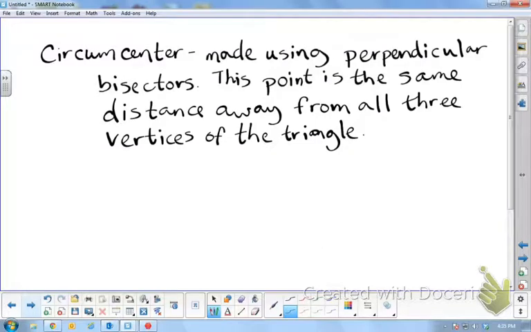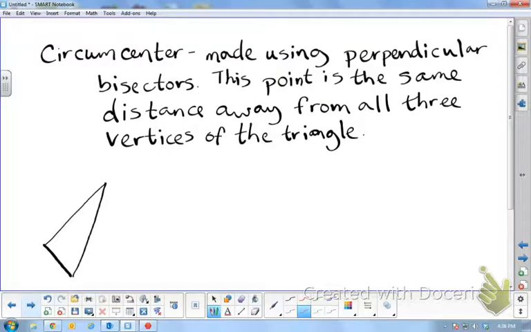So this is a point of concurrency where, again, it could be inside the triangle, it could be outside the triangle, and the one we're really going to focus on is when we have a right triangle. So let's see what the picture will look like if we have one inside the triangle, and what the picture will look like if we have one outside the triangle. And then we're going to focus on our right triangles. So this was again made using perpendicular bisectors.